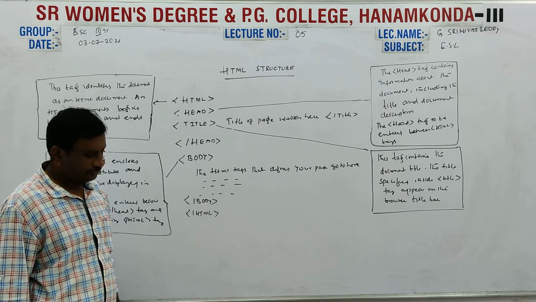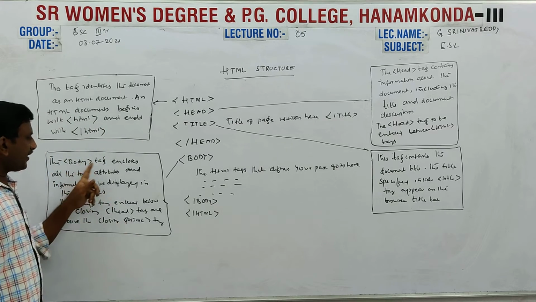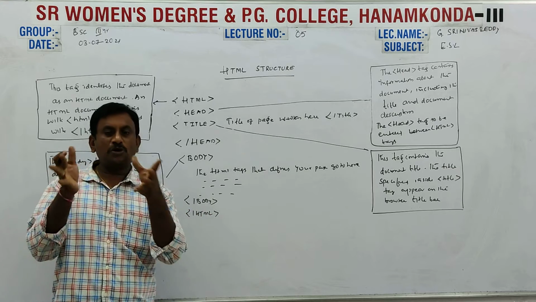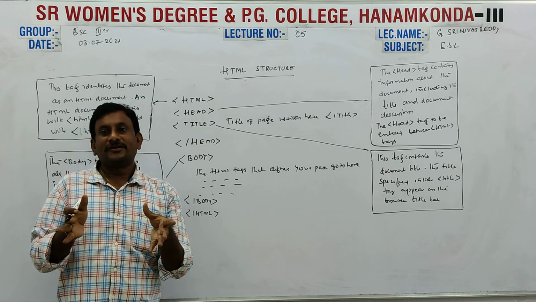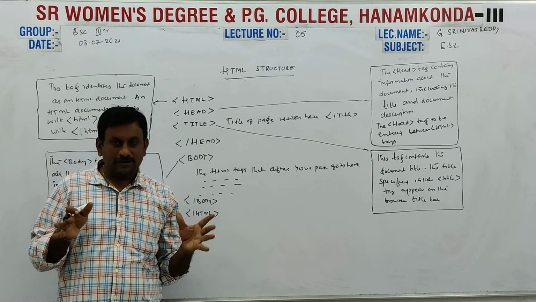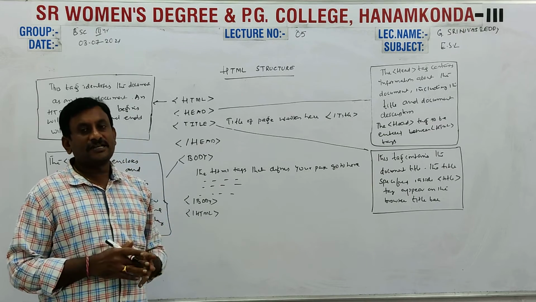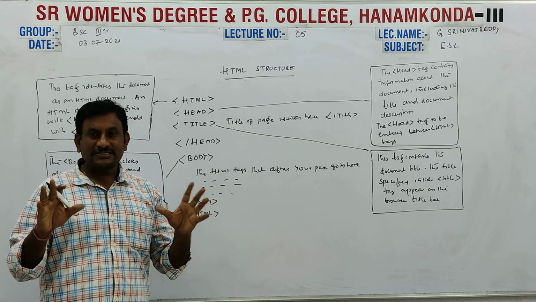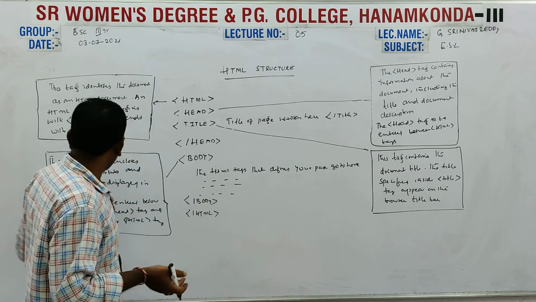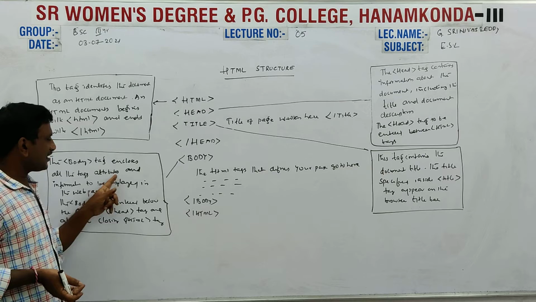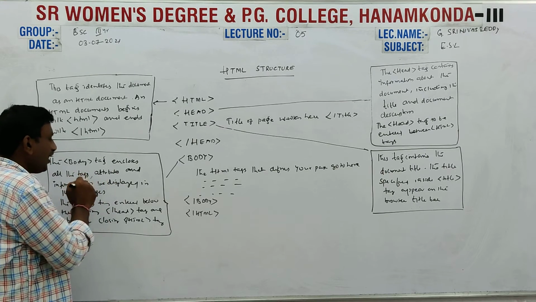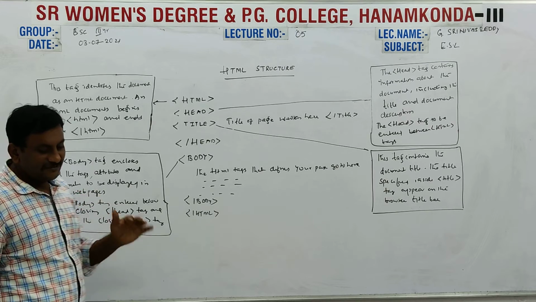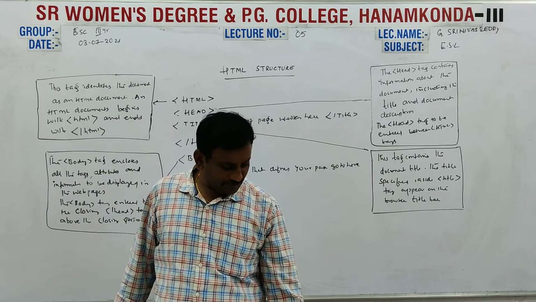Next, body. The body tag encloses all the tags; not only body, all types of tags with text can be supported. For example, welcome can appear in bold letters, big letters, color letters. The body tag encloses all the tags, attributes, and information to be displayed in web pages. The information will be displayed on the particular web page.